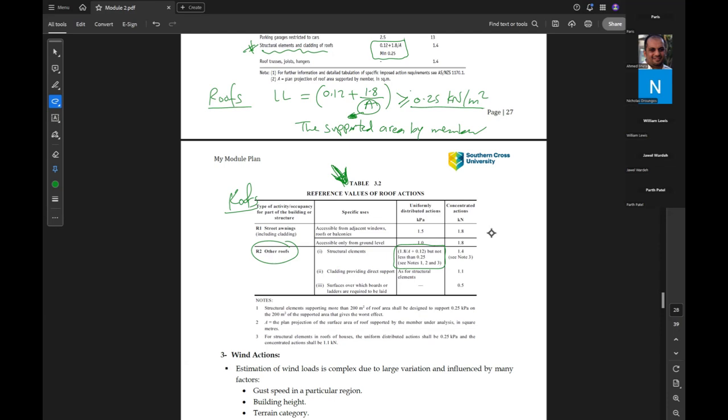Okay, so if you calculate 0.12 plus 1.8 over A, and it is less than 0.25, this means you cannot take it, for example, 0.2. So it can't be 0.2, and the live load will be 0.25 kPa minimum. Okay, so this is what is meant by this formula, not less than 0.25.